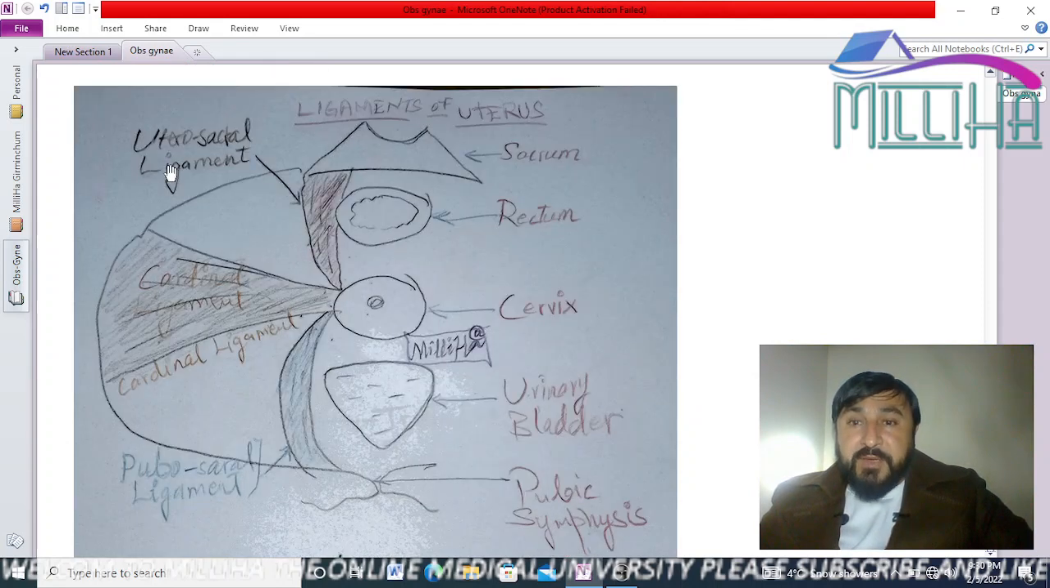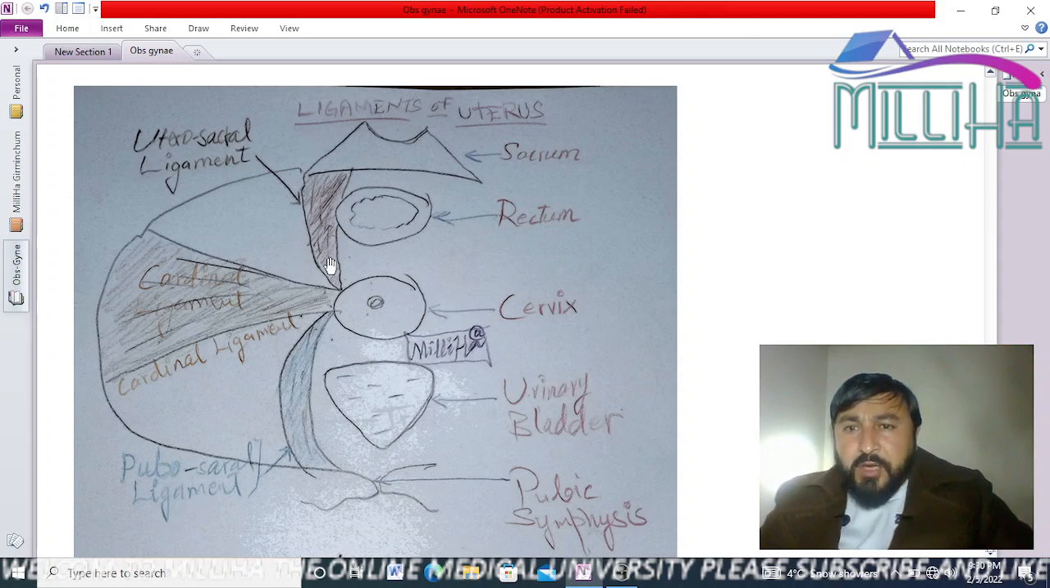So here I have drawn the ligaments of the uterus. This you can consider as cervix or uterus. This is the rectum, this is the urinary bladder. You can also keep in mind that the rectum is behind the uterus and the bladder is in front of the uterus. This is the pubic bone, this is the sacral bone, this is the sacrum, this is the rectum, this is the cervix, this is the urinary bladder, this is the pubic symphysis. Symphysis means that the bones have attached here.